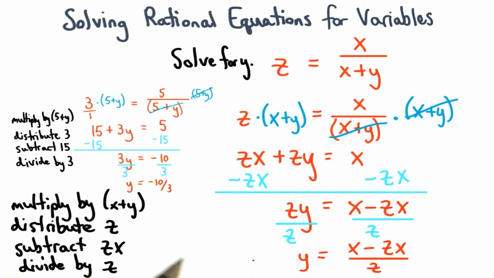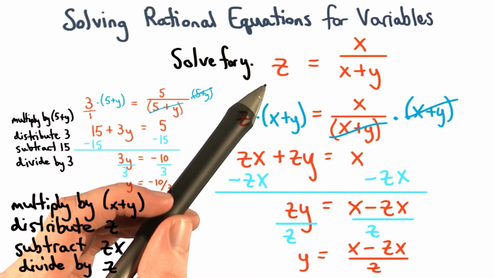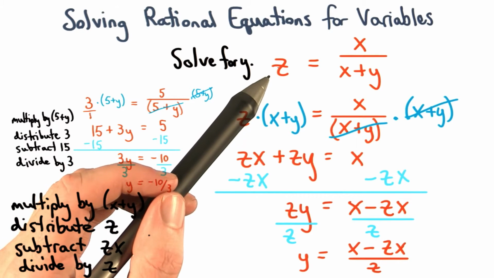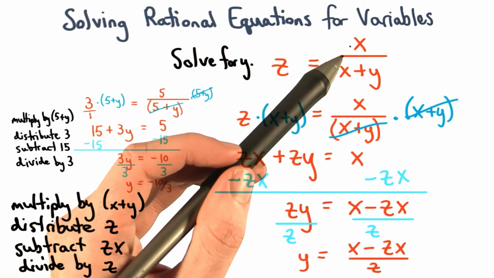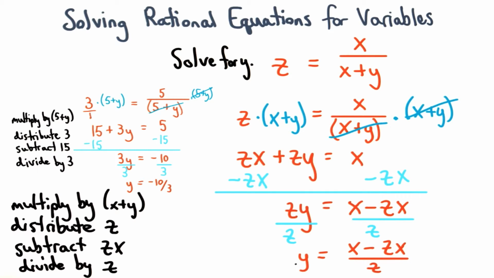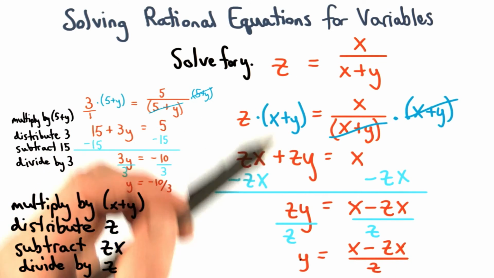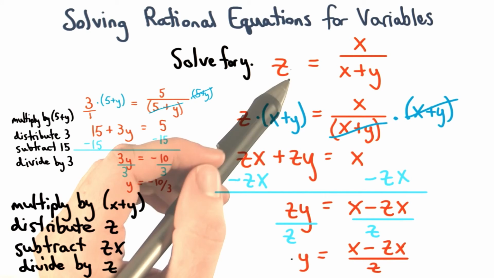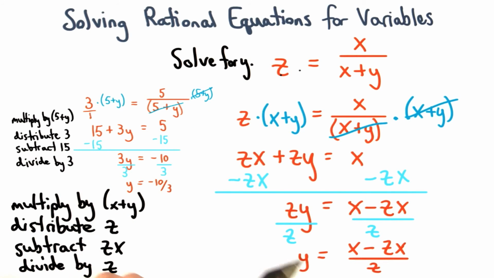This is a skill that might come in handy with other courses, especially when you're trying to solve for certain variables. Maybe you don't want to find this variable z, maybe you want to find x or y. These two equations are actually the same, they just look different. This equation and this equation are actually equivalent, they just look different in form. This one is solved for z, and this one is solved for y.